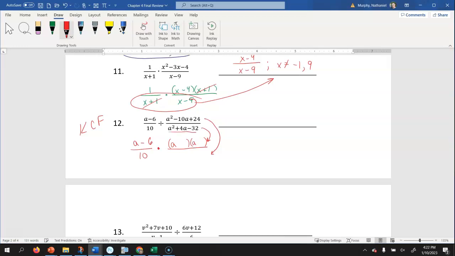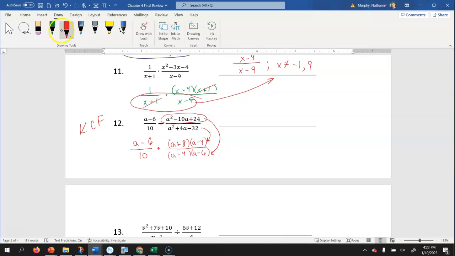So for this one, we look to see what two numbers multiply together to be -32 that add together to be +4. And that would be a +8 and a -4. And then going to this one, what two numbers multiply together to be 24 that add together to be -10. So you should have said -4 and -6. So -4 times -6 is a +24, and -4 plus -6 would be -10.